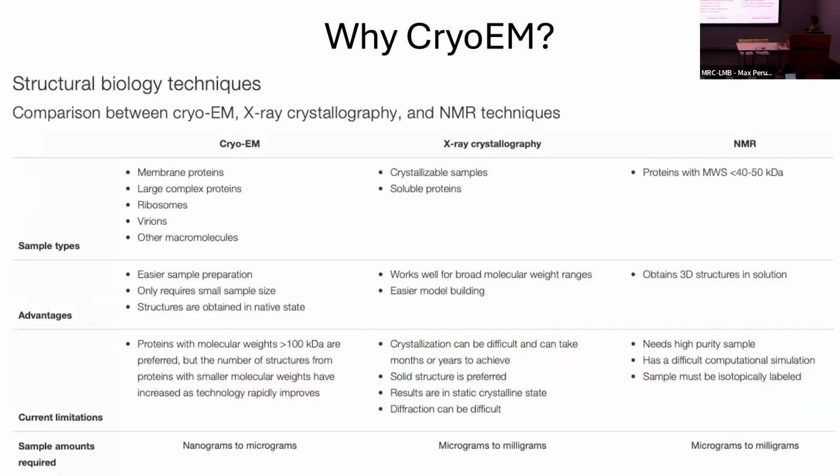So why do we use it? This is not an exhaustive comparison, but we just try to point out some advantages of using it here. For cryo-EM, we can look at membrane proteins, which are very difficult to crystallize. We don't need to do crystallization. This makes the sample preparation much simpler and shorter, and we don't need too much sample or very high concentration. So for this type of sample it is really ideal.